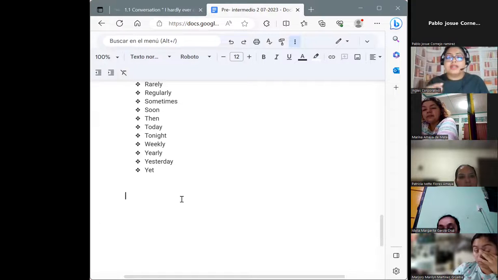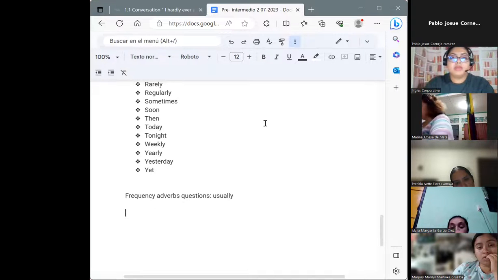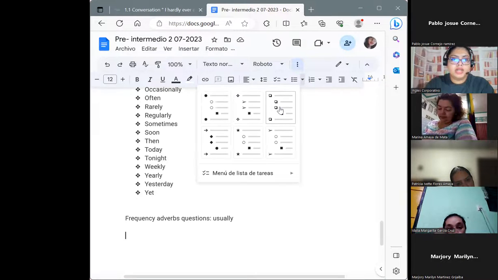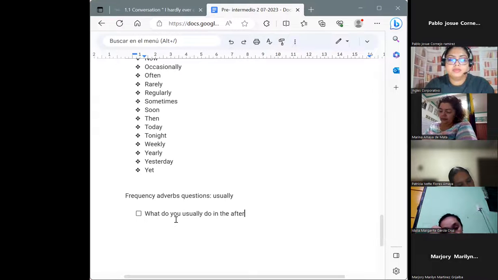The first word that we are going to use here is usually. Vamos a utilizar la palabra usually. Okay, here we have the word that we are going to use. Very good. So we're going to see the following questions. What do you usually do in the afternoons? Usualmente, ¿qué haces por las tardes? ¿Qué haces usualmente por las tardes? ¿Qué es algo que hacemos usualmente por las tardes? That is the question.